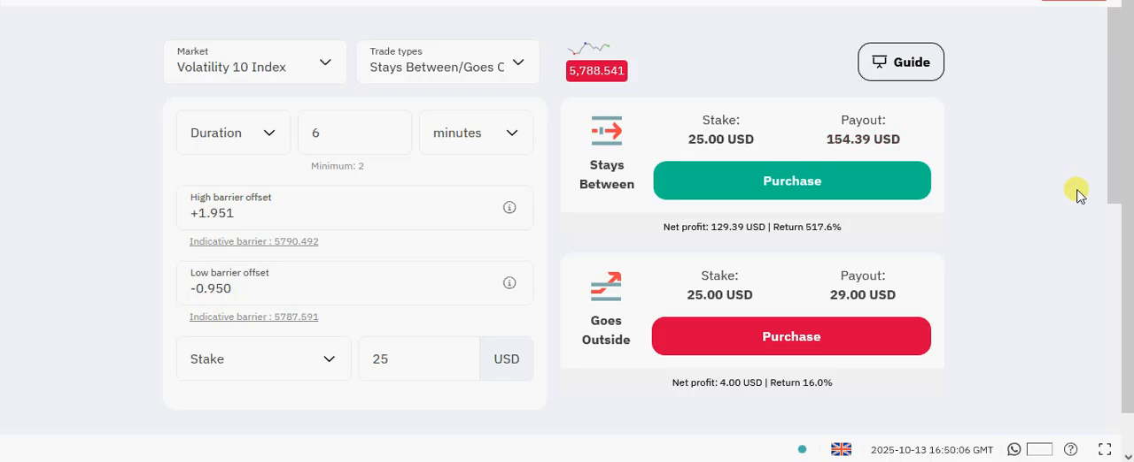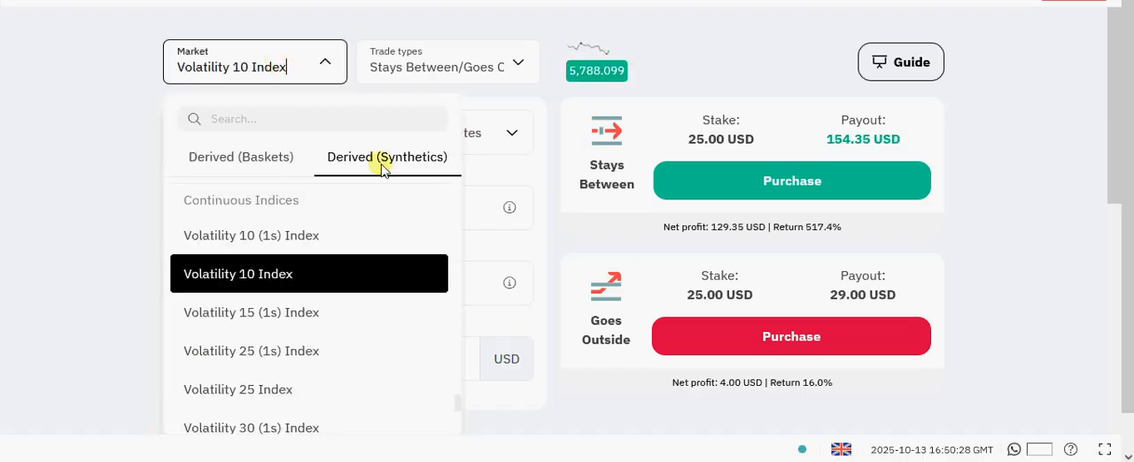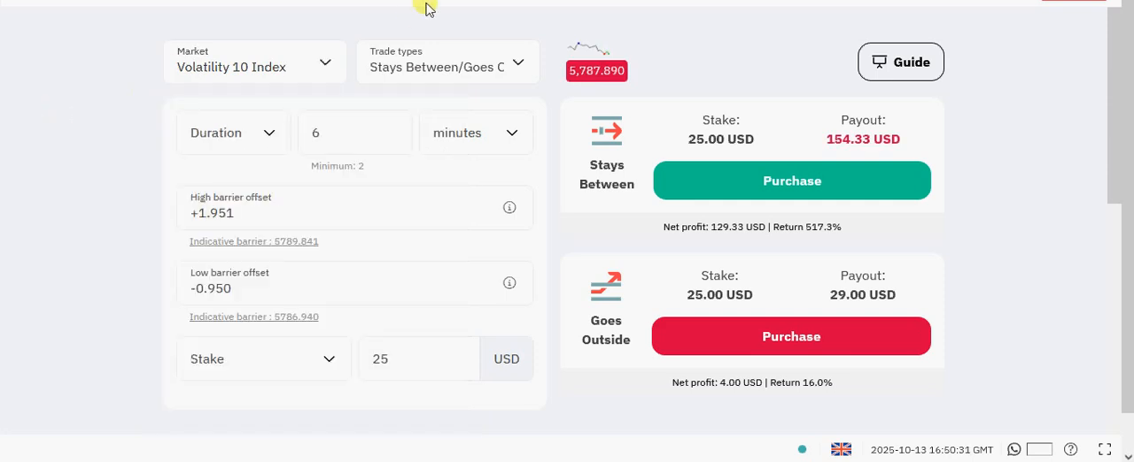This is our fourth strategy for today, and we're going to be trading the Volatility 10 index, Goes Outside. We are on the Smart Trader interface. Today is 13th of October 2025. Once you log into your account, go to Smart Trader, then go to Volatility 10 index. It's under the Deriv synthetic indices.